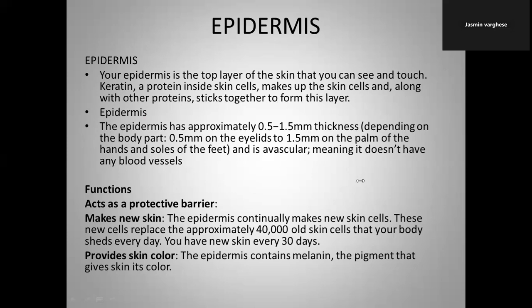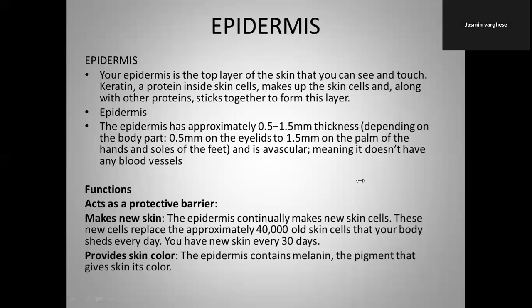The epidermis has approximately 0.5 to 1.5 millimeter thickness depending upon the body part: 0.5 mm on the eyelids to 1.5 mm on the palms of the hands and soles of the feet, and it is avascular. That means it doesn't have any blood vessels.